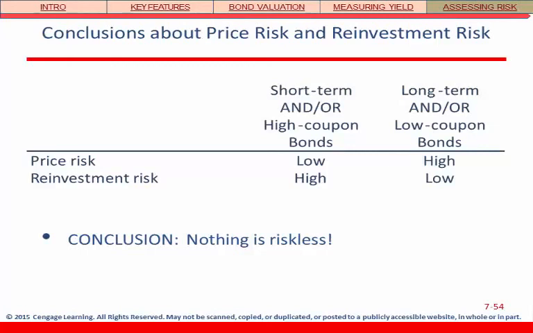Now, if you'd like to look at a couple of conceptual problems, you could look at problems number 22, 23, and 38 on your test guide, and that can give you some idea of what type of problems I might ask concerning price risk and reinvestment rate risk, and the sensitivities between short-term and long-term bonds, and high coupon and low coupon bonds.